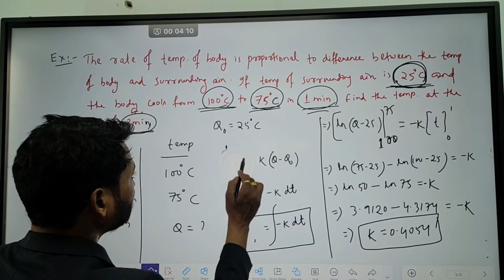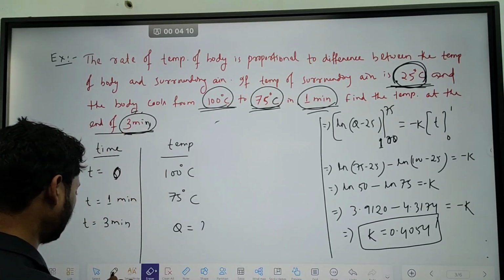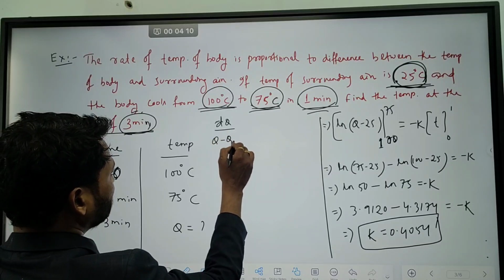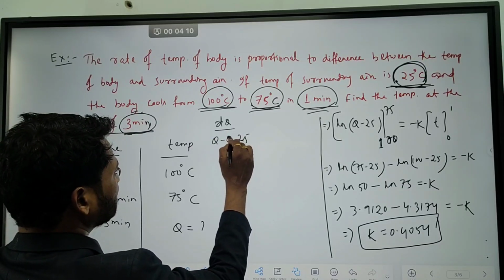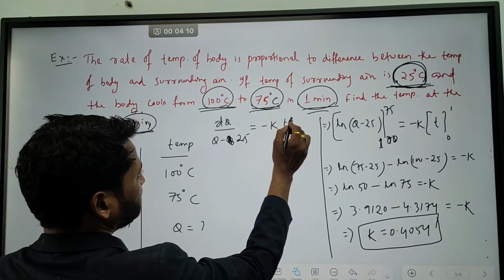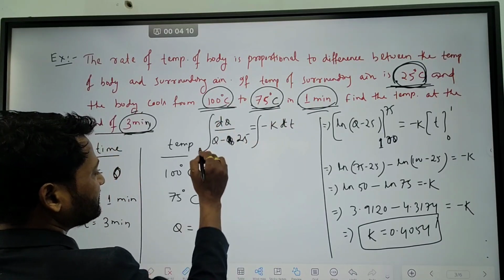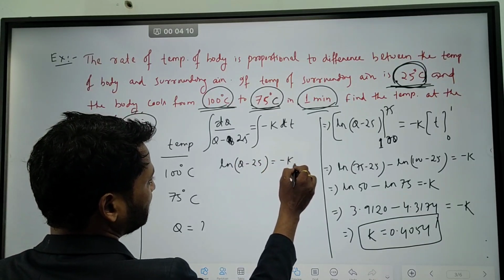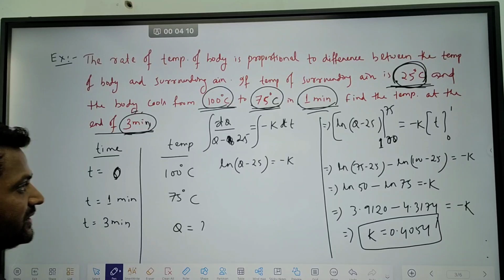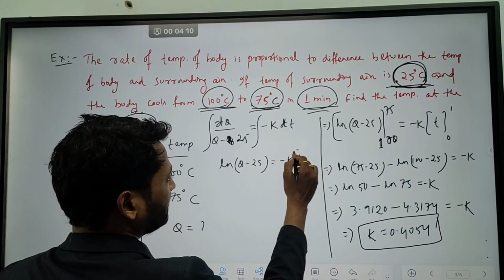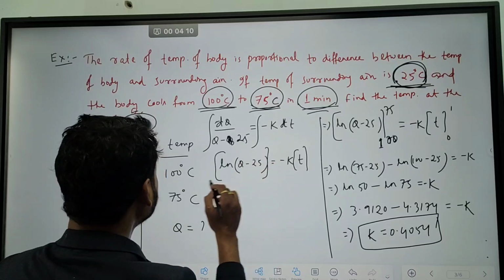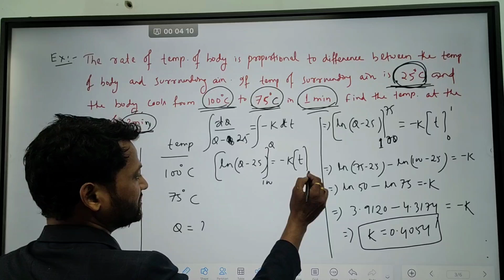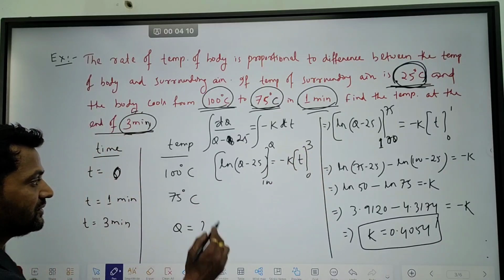So now if we go for the second time integration, what is the formula? d theta by theta minus theta naught, meaning 25 degrees Celsius, equal to minus of k into dt. If I integrate this function, it is ln theta minus 25, it is minus of k, integration of dt is t, and what is the limit here? The limit is lower limit 100, upper limit theta, and for time lower limit is 0, upper limit is 3. Is it clear?